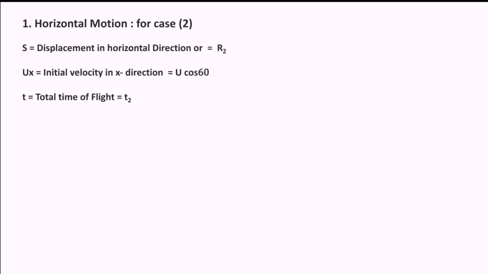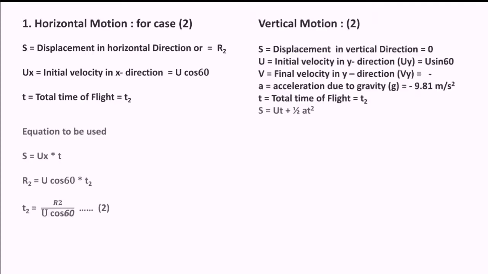We have only one equation for horizontal motion, that is S is equal to UT. Substituting the value, I will get the equation for T2 as R2 divided by U cos 60. Let this be equation number 2. Now considering the vertical motion for case 2, we need to determine 5 parameters S, U, V, A and T. S, displacement in vertical direction, I will consider 0 because I will be assuming that the particle comes back to the same point on the horizontal level.